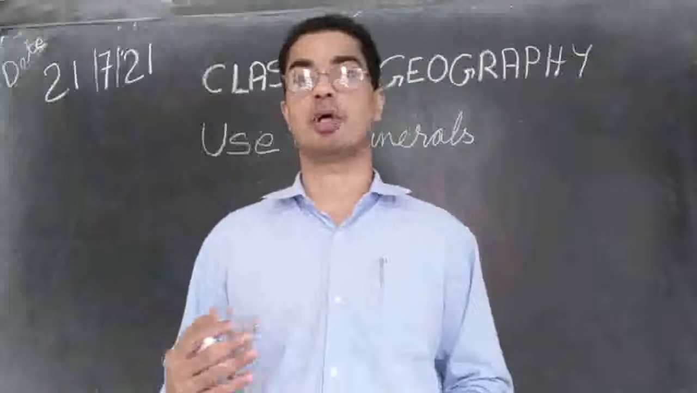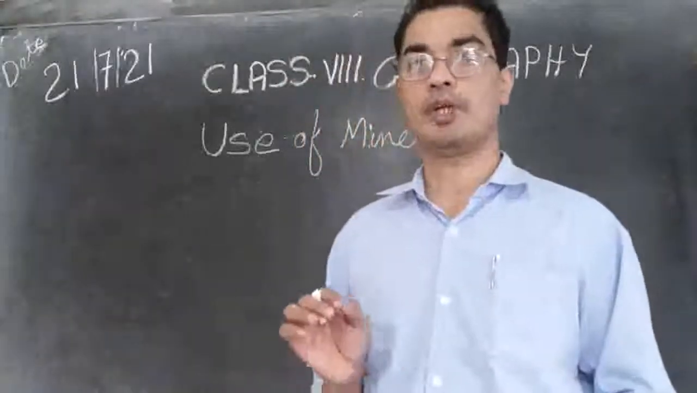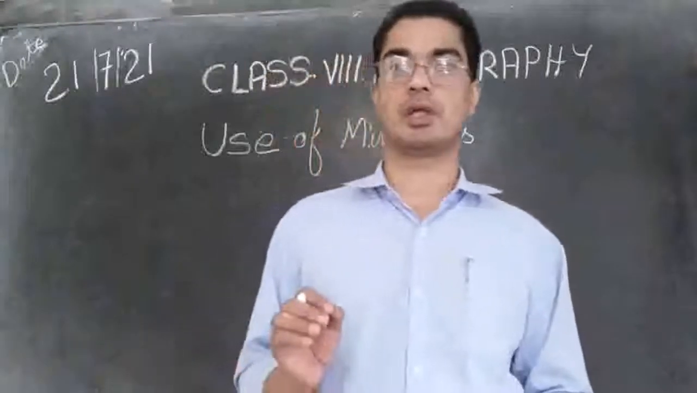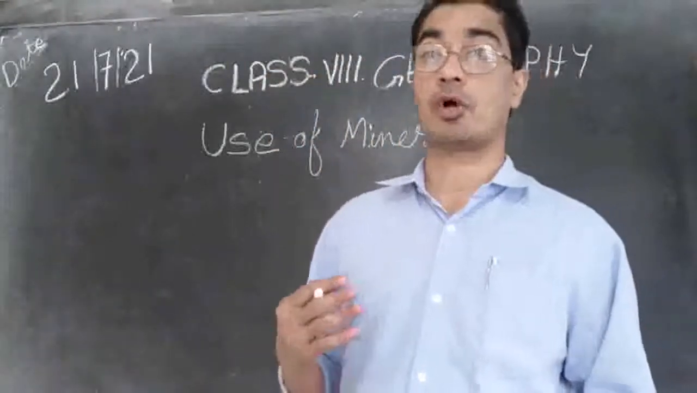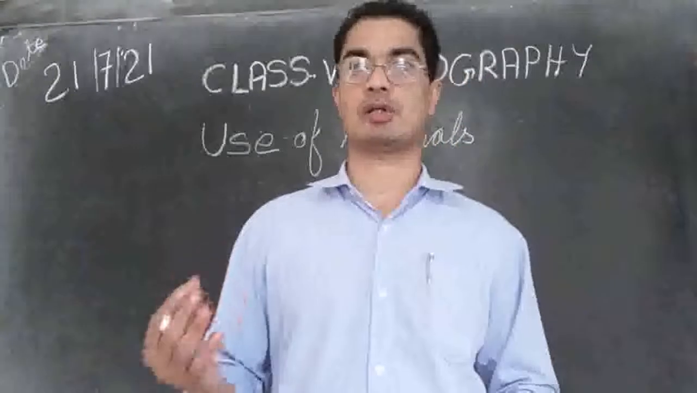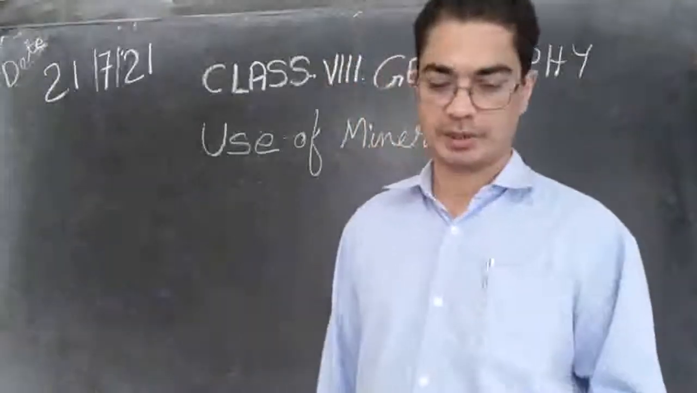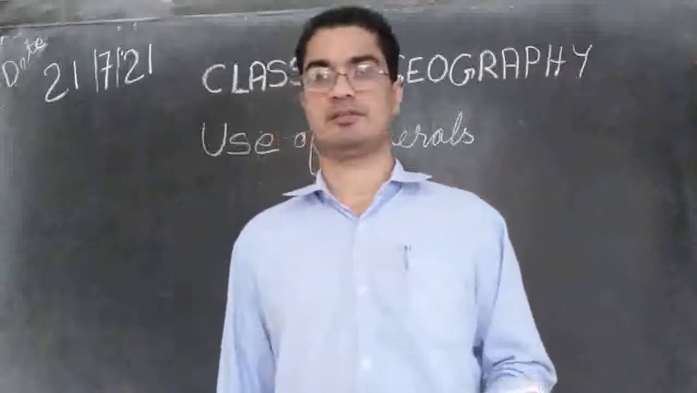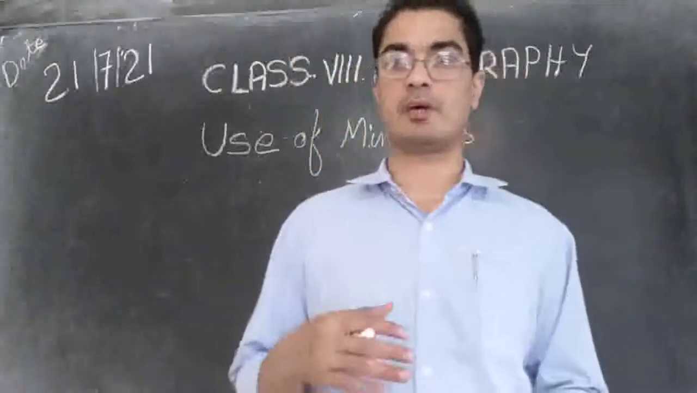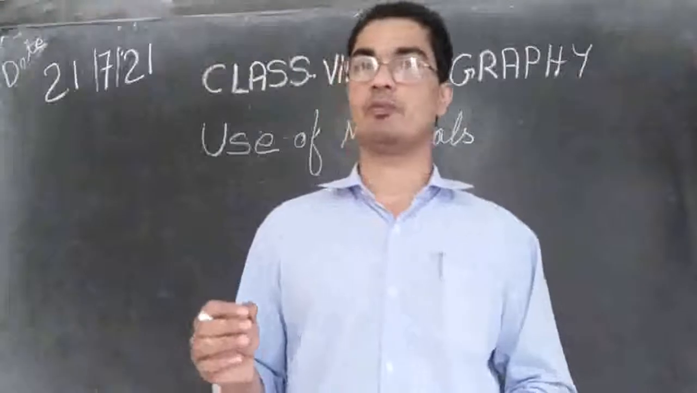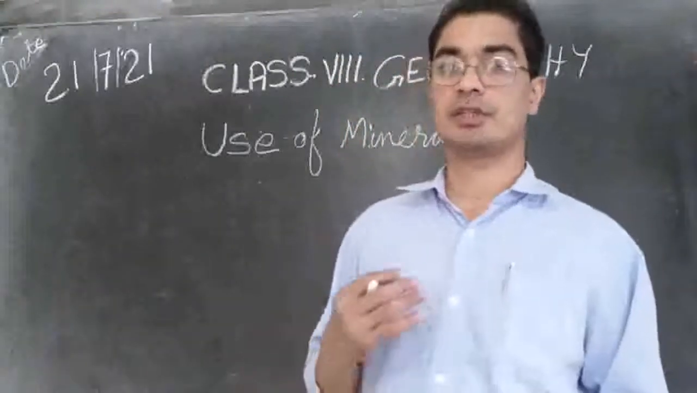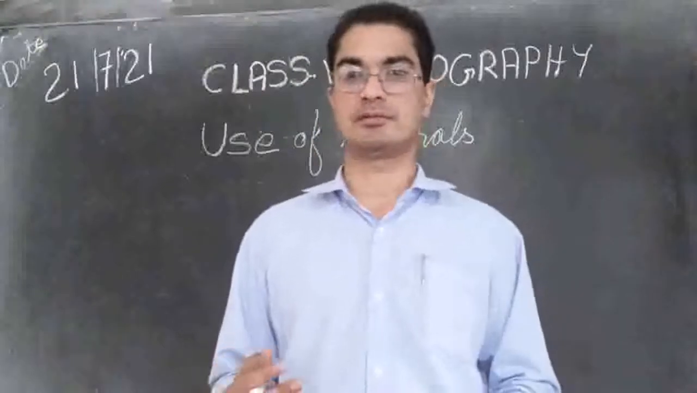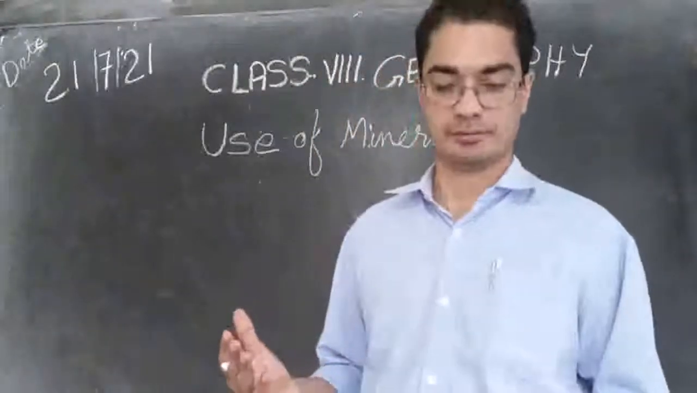Then another important mineral is aluminium. And aluminium is obtained from the ore called bauxite. From bauxite, aluminium is made. And you know, aluminium is a very light metal. It is very light compared to all the other metals. Therefore, it is in high demand for making automobiles and aeroplanes.